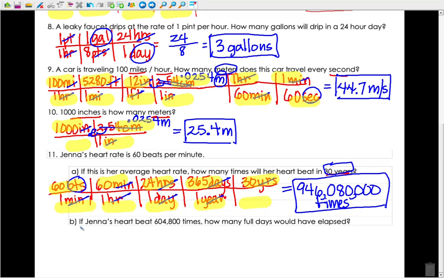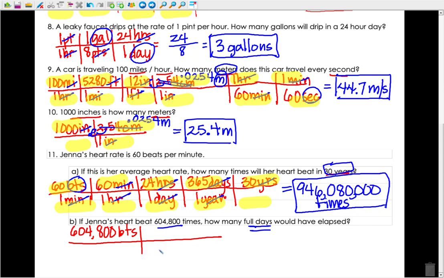From here, it says if Jenna's heart beats 604,800 times, how many full days would have elapsed? Okay, so now let's take her heartbeat, write this down. What's given to us, 604,800 beats, or times rather. How many full days will have elapsed?